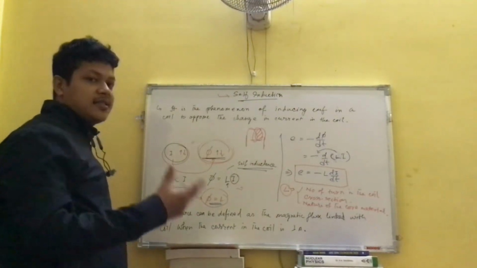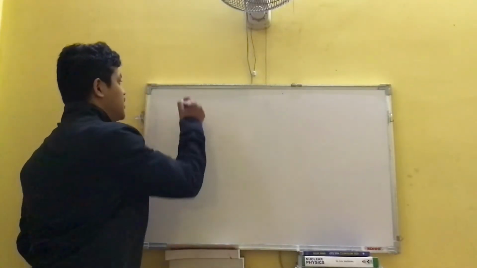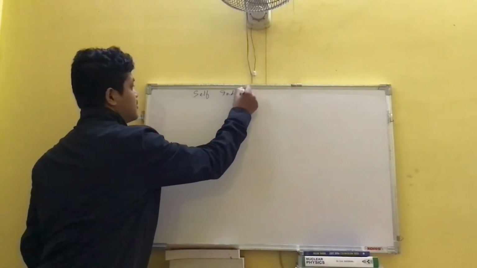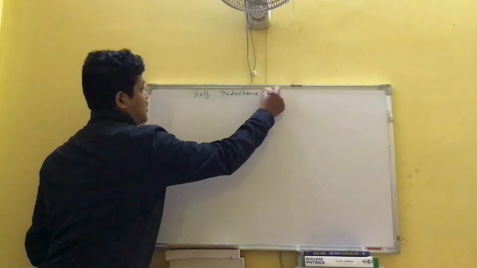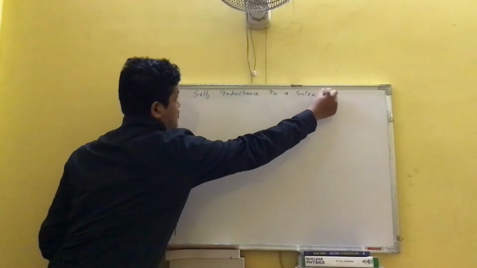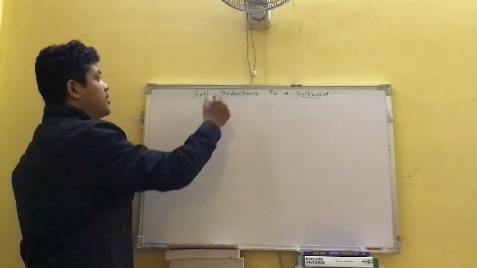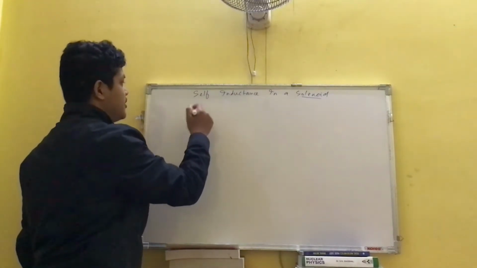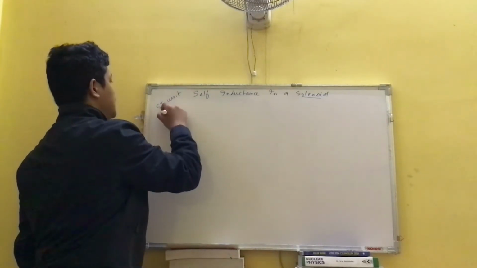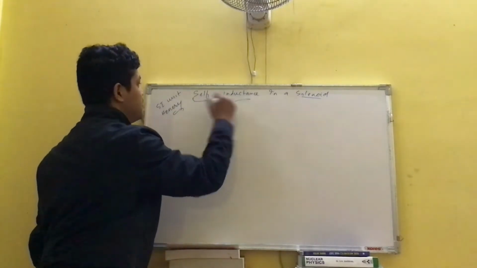Now let us discuss self-inductance in a solenoid. The SI unit of self-inductance is Henry. Remember that the SI unit of self-inductance is Henry.